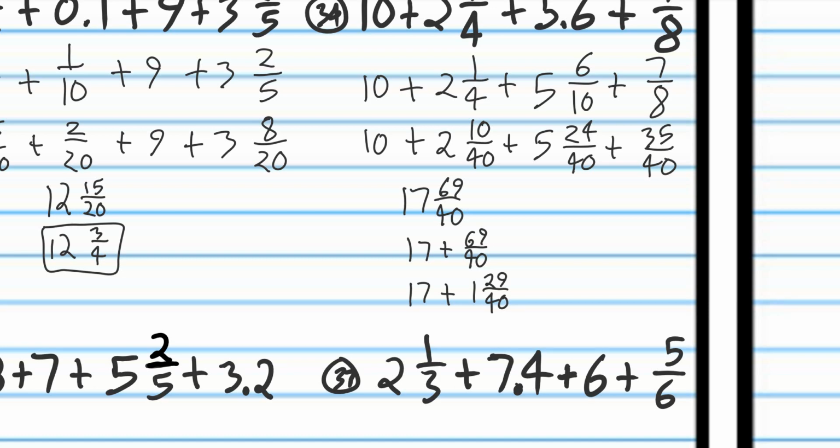All right, so now we just add these two together. So 17 and 1 are whole numbers. We just add those up, and we get 18. And then the 29 over 40 just hangs out next to it. So if you got 18 and 29 40ths, good job.